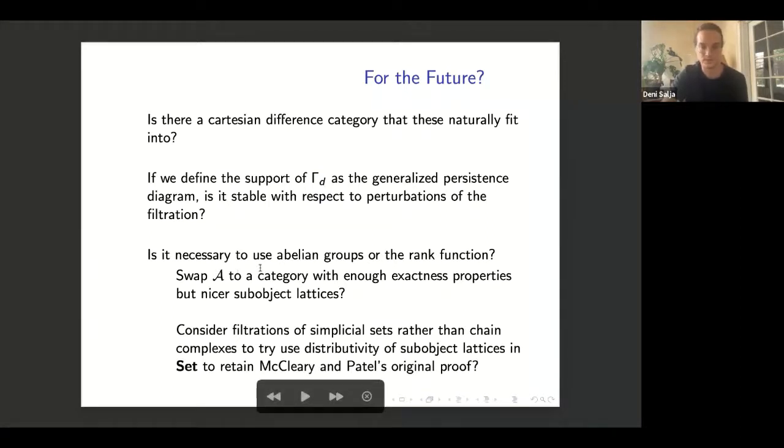And then also, is it necessary to use abelian groups or the rank function? Could you swap an abelian category for something with enough exactness properties, but nicer subobject lattices maybe? Or maybe do away with that entirely and just look at filtrations of simplicial sets and try to do things in Set where you do have distributivity and you can use a kind of inclusion-exclusion principle.